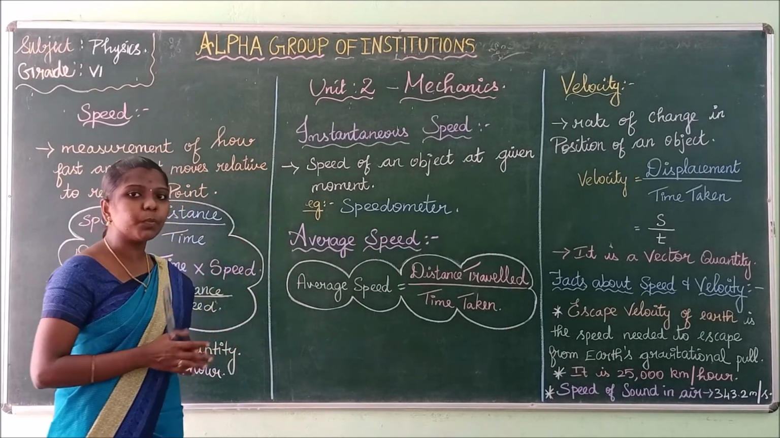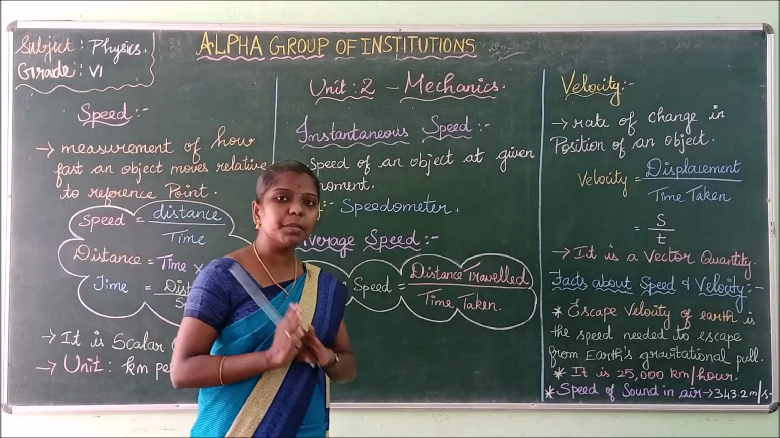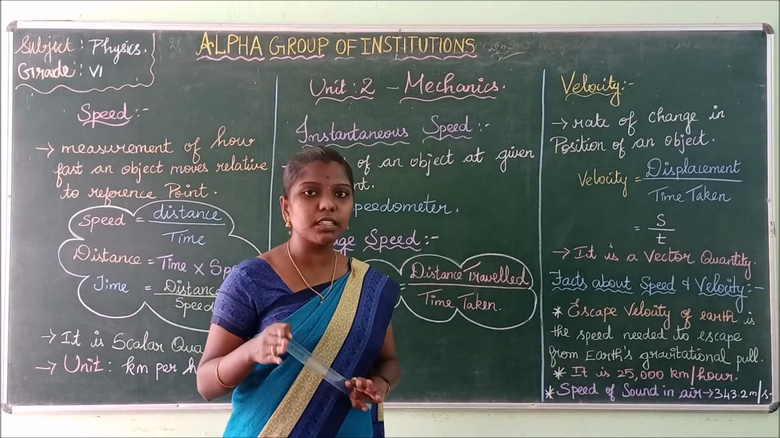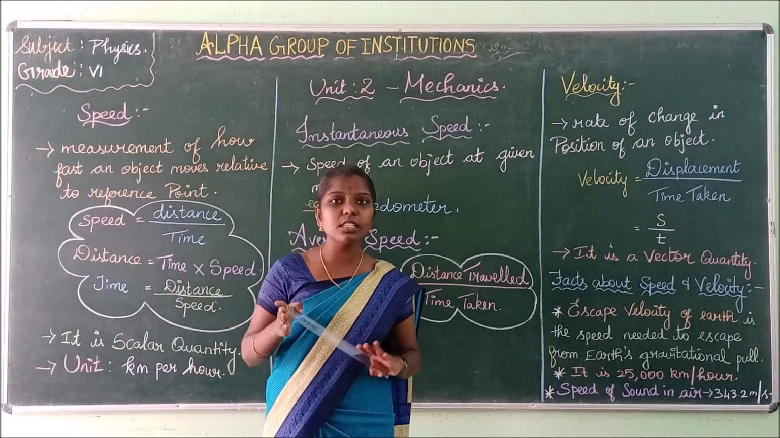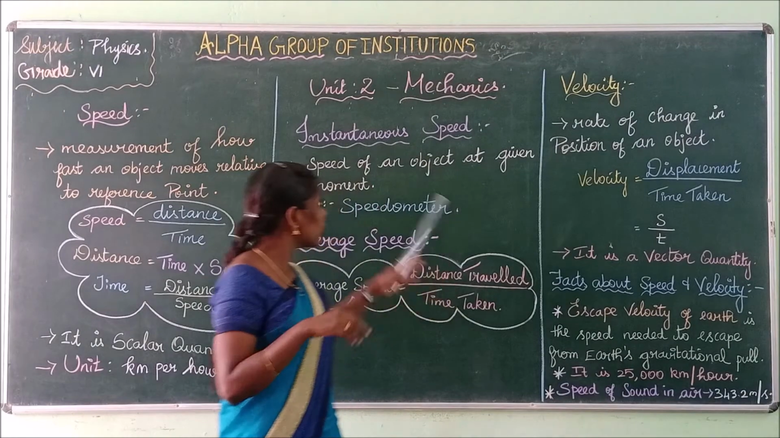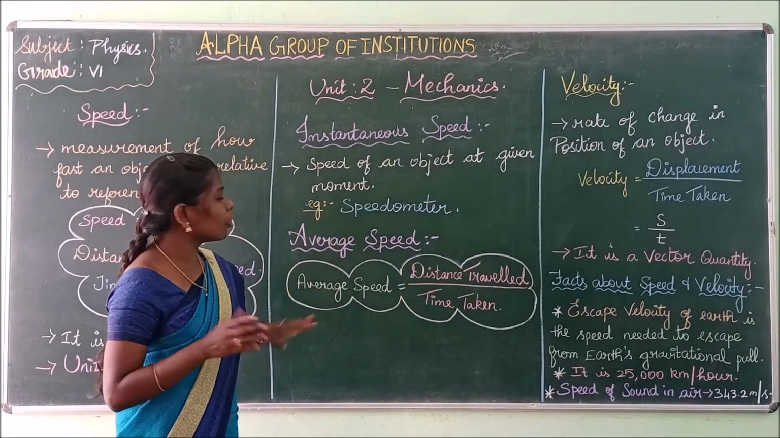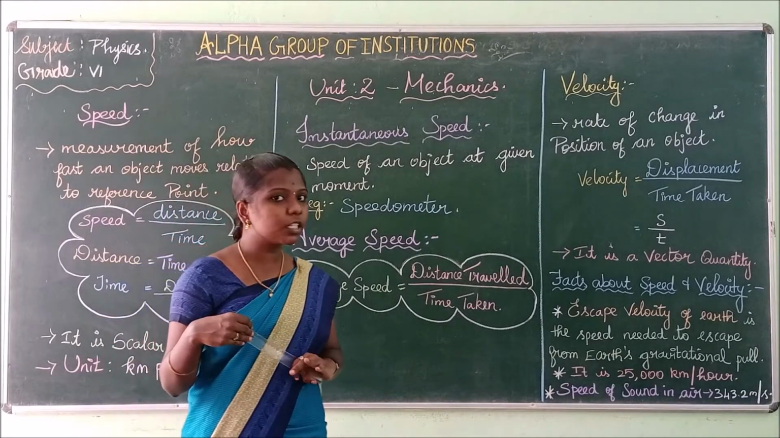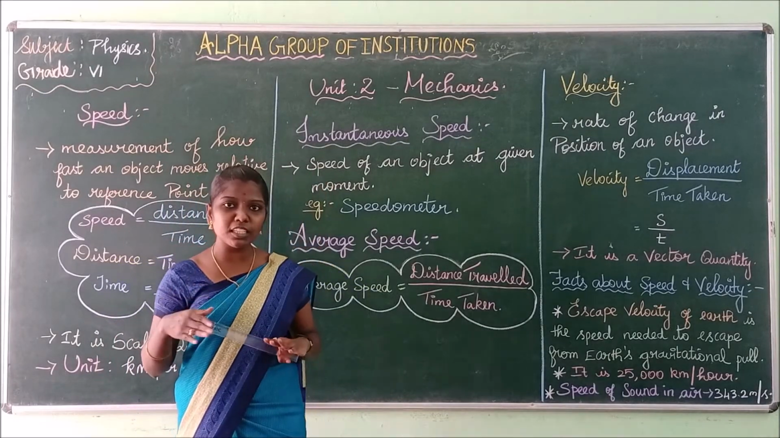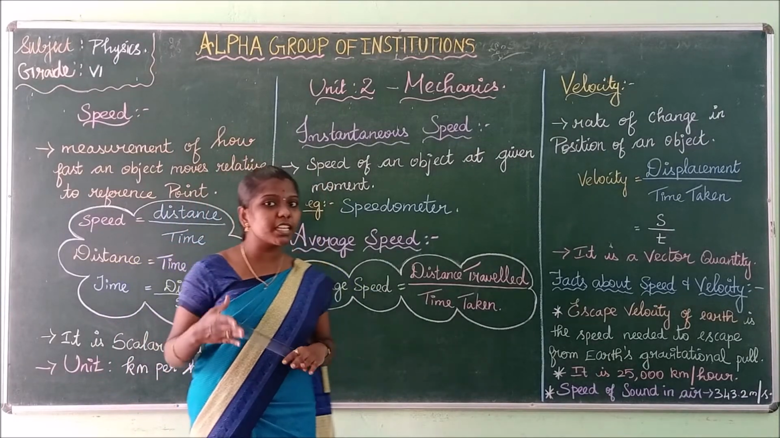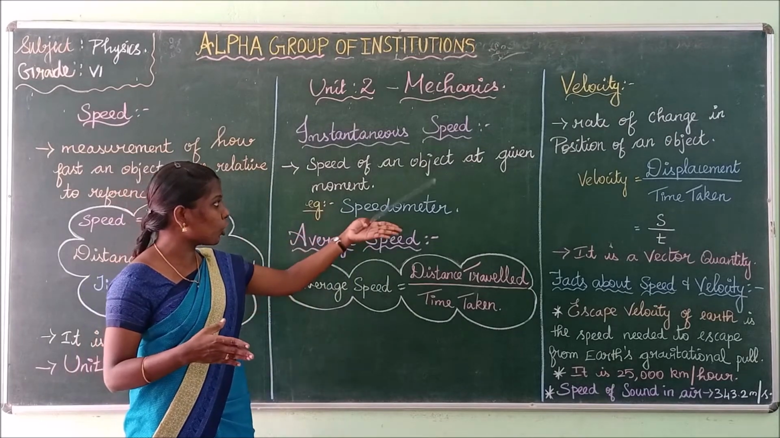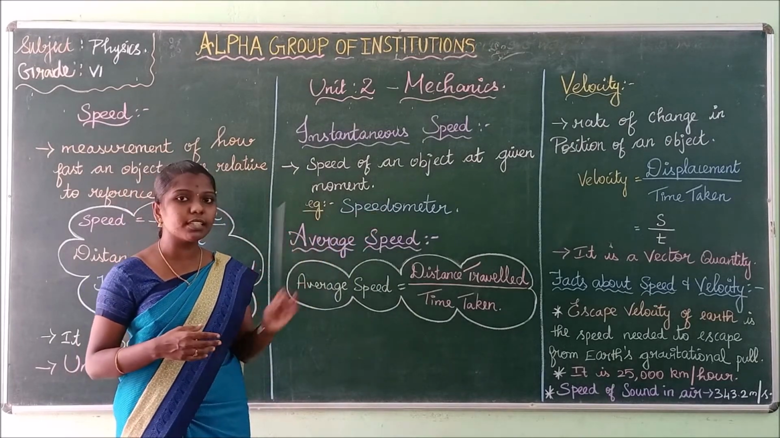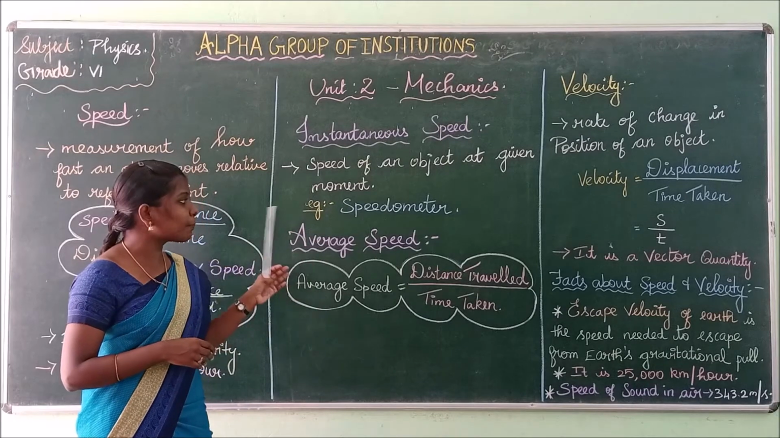Instantaneous speed. What is meant by instant? Instant means at that moment. So instantaneous speed is the speed of an object at a given moment.